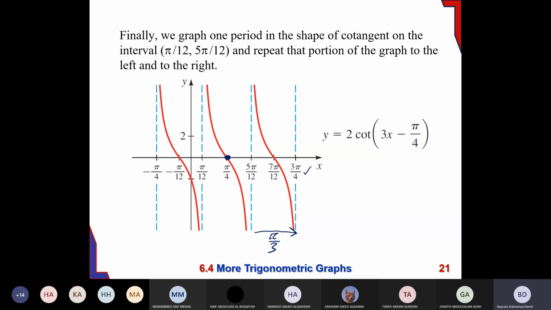If you like to sketch more images, go to the right, add pi over 3. Go to the left, subtract pi over 3. You see, pi over 12 minus pi over 3 will give you negative pi over 4. And similarly for the x-intercept. If you know pi over 4, then you can find the next x-intercept, 7 pi over 12. Just add pi over 3. Pi over 4 plus pi over 3 is 7 pi over 12.